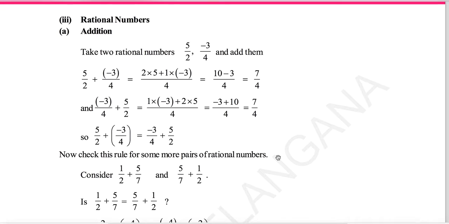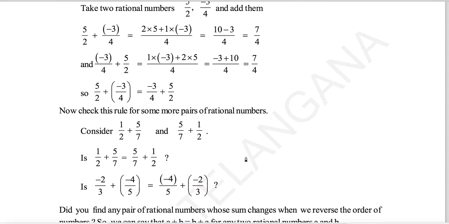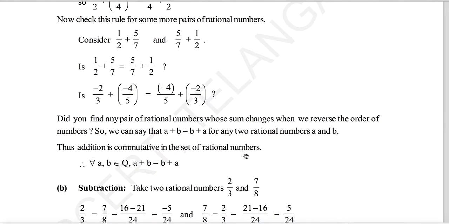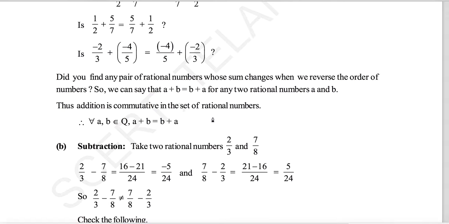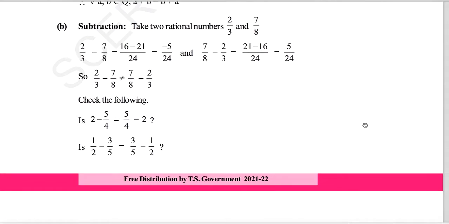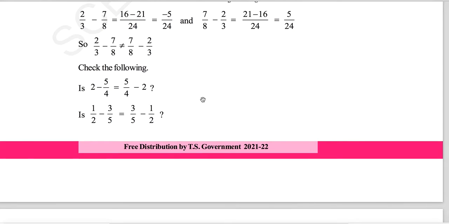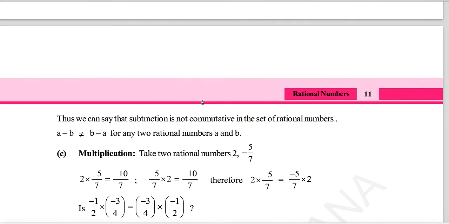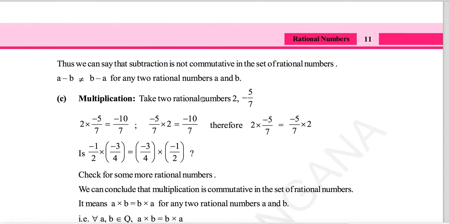Take two rational numbers and add them. In the reverse way also, if you add, you will get the same result. So addition is commutative in the set of rational numbers, that is for all a, b belongs to Q, a plus b equal to b plus a. Take two rational numbers 2 by 3 and 7 by 8. Now do 2 by 3 minus 7 by 8, and 7 by 8 minus 2 by 3. Both results are not the same. So subtraction is not commutative for the set of rational numbers.